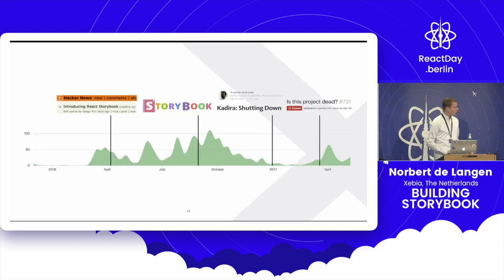So, a bit of a history lesson, what happened. I am not the original author of Storybook. It was originally developed internally at a company called Kadira, which was a startup that unfortunately shut down in 2017. And with it, they kind of shut down Storybook as well. But it was an open source project, and it was quite popular. So the community was asked, should we maintain it ourselves?